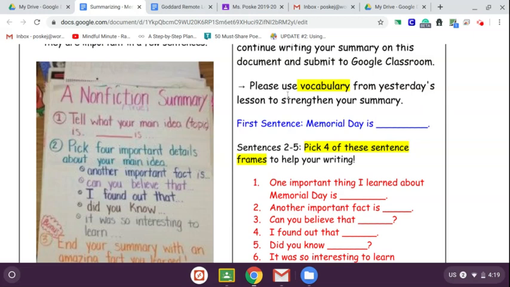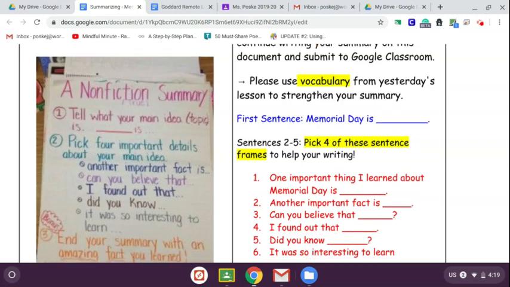All right, and in those summaries, we're going to be using vocabulary from yesterday's lesson to strengthen it, to make it better. Because when we learn about vocabulary, we do it for a reason, right? We do it to really get a sense of what the story's about. And now that we learned a lot of vocabulary yesterday, you can use some of that in your summary to help understand what you're writing about.